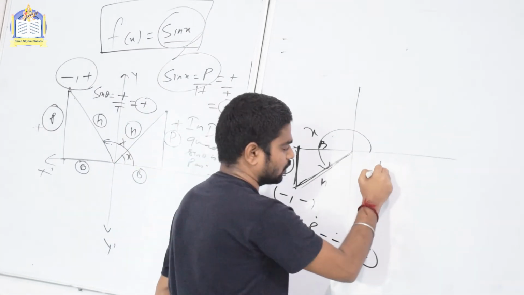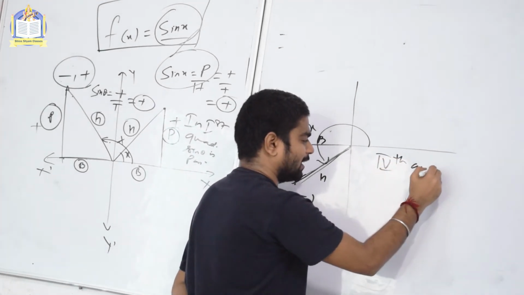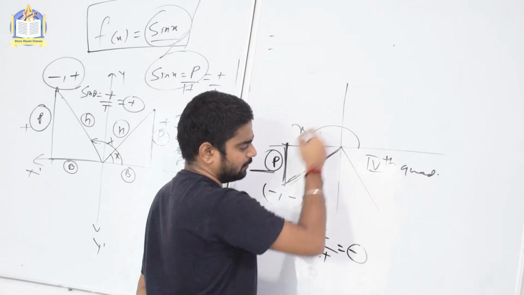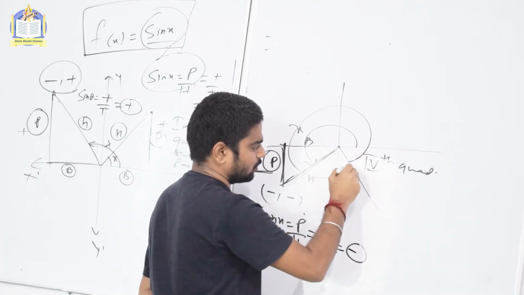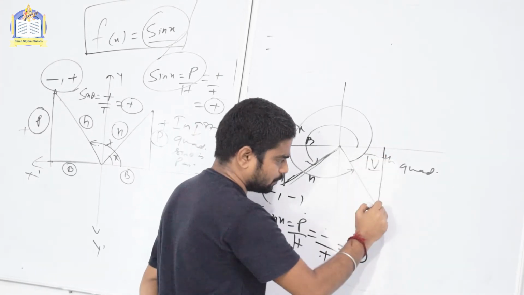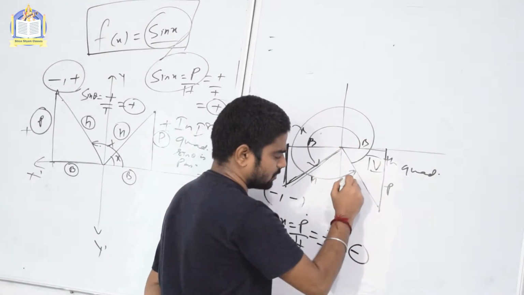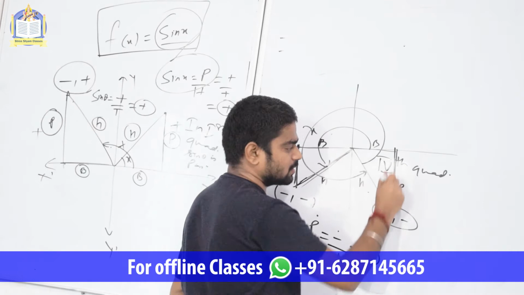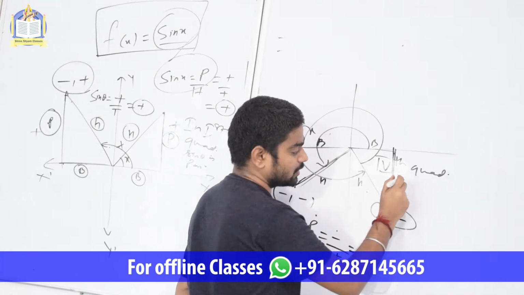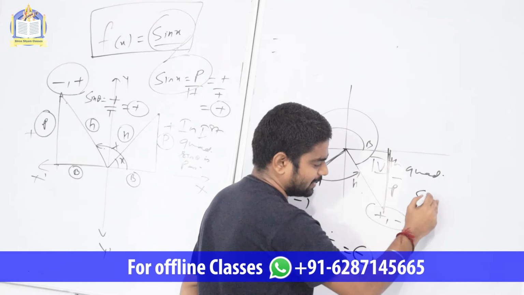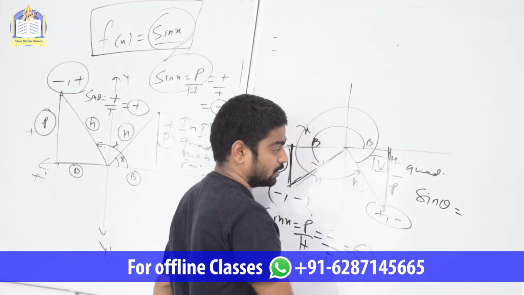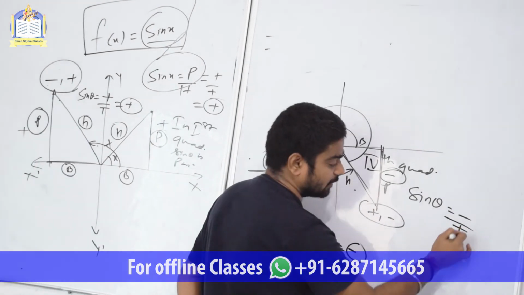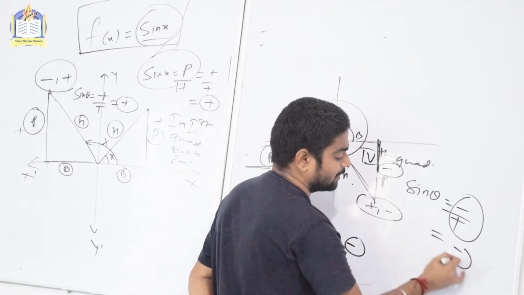Now this is the fourth quadrant, and this is the required angle. In the fourth quadrant again this is perpendicular, this is base, and this is hypotenuse. Here x is positive and y is negative, so the perpendicular is negative and the base is positive. So sin theta is p by h. This is p, which is negative, and hypotenuse is positive. So negative by positive gives a negative result.